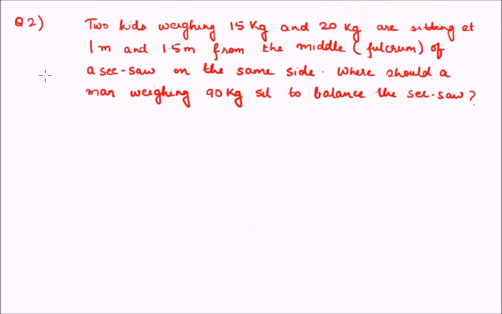the numerical states that there are two kids weighing 15 kg and 20 kg sit at 1 meter and 1.5 meter from the fulcrum of the seesaw, and both of them are sitting on the same side. Numerical asks us, where should a man of 90 kg sit to balance the seesaw? So the seesaw has to be in a balanced state, which means that equilibrium has to be maintained. This is what balanced state means. Therefore, the principle of moment will apply in this question.